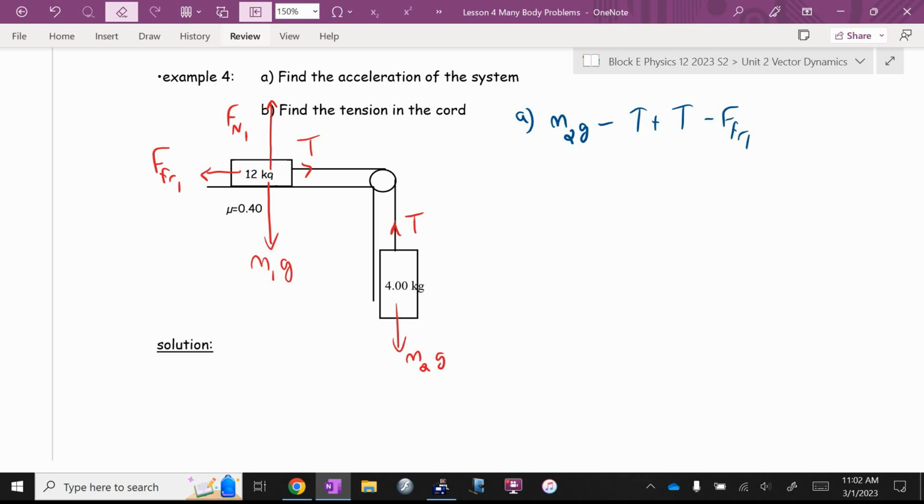Do I need to include M1G? Don't I need to go minus M1G? Or do I? Is M1G along the rope? No, this was by far the most common mistake. I gave this question, I think, last year in Physics 11, and I had a bunch of kids, don't write this down. They did that, and I hammered them for that. It's not along the rope.